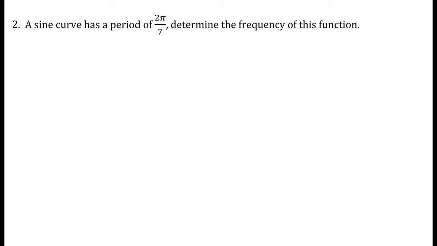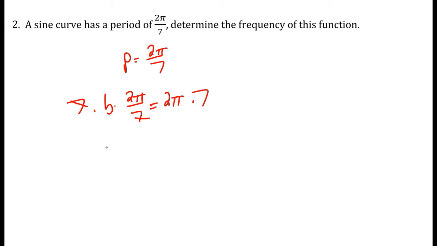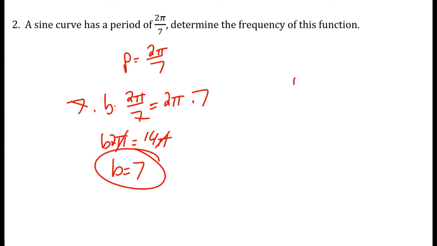A sine curve has a period of 2 pi over 7. Determine the frequency of this function. So, I'm telling you that p equals 2 pi over 7. It takes that many units to get through one full sine curve. Well, I know bp equals 2 pi, so b times 2 pi over 7 equals 2 pi. We just solved this equation. b equals 7. The frequency is 7. So if I was to write the sine curve, it would be a 7 in front of x, because that is the b value. That's the frequency. So if I give you the period, you can also find the b value.